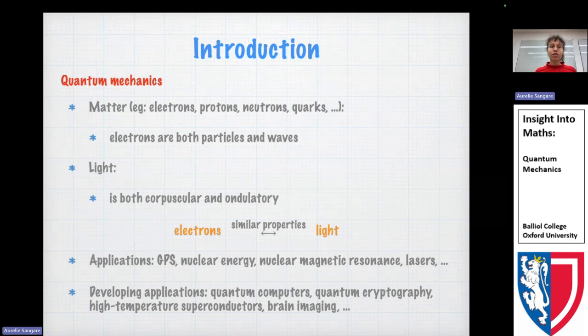So you have several applications of quantum mechanics. One of them, which you probably use quite often, is the GPS. It does need to use the principles of quantum mechanics to ensure the accuracy of the position that it is computing. Nuclear energy, nuclear magnetic resonance, or lasers are other applications. And then you also have developing applications like, I'm sure you've all heard of quantum computers, which are these computers which use the principles of quantum mechanics. You have quantum cryptography or high temperature superconductors, brain imaging, and so on.